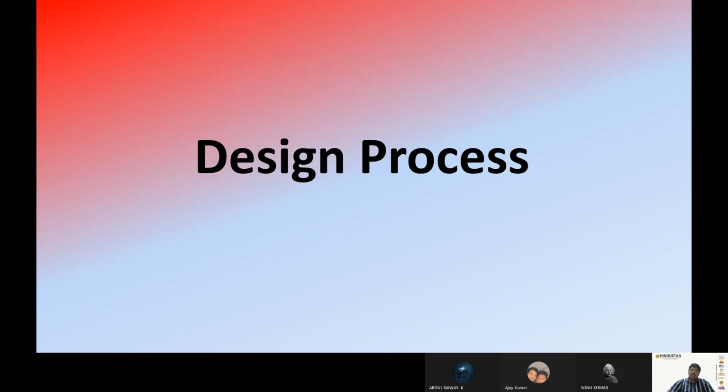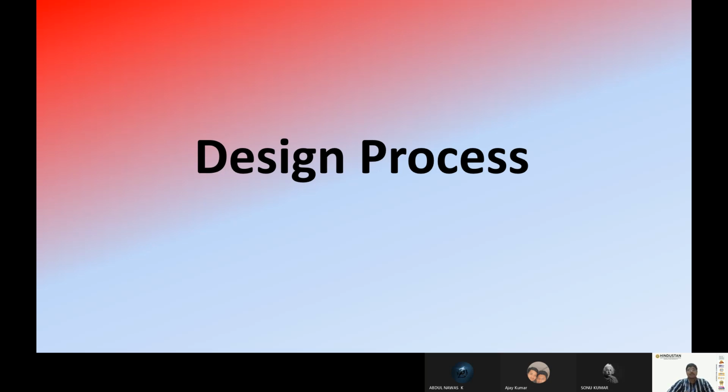The next topic in the design process. So the first topic about the design process we discussed, right? There are six important things in the design process.